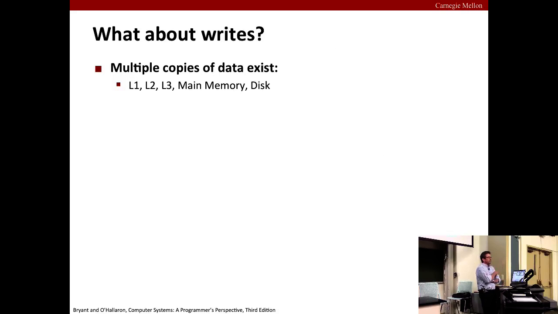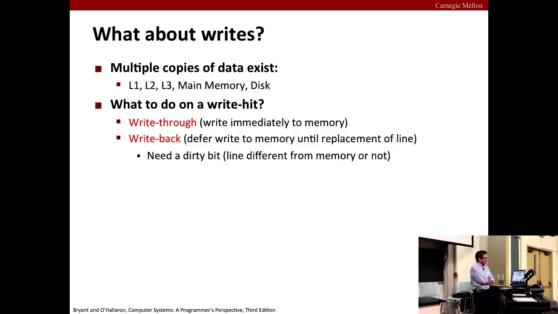Okay, now what about writes? There are multiple copies of the data. As we move up the hierarchy, we're creating subsets of the data in the caches. So what do we do if we do a write to a word within a block that's currently in the cache? We have two options. We can write that block immediately to memory. We've got a block that's this big, and we're updating a little chunk of it.